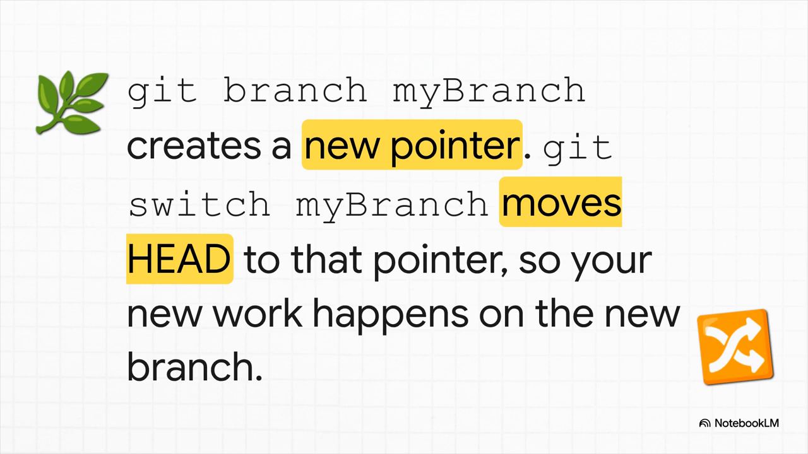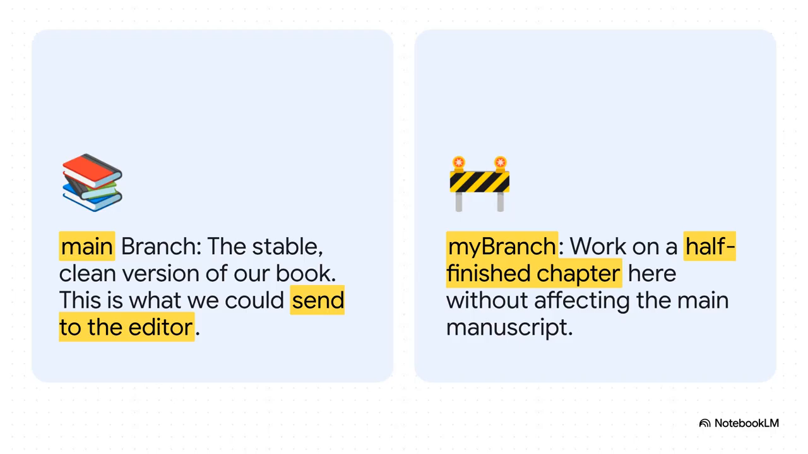Then you type git switch my branch, and that moves your "you are here" sign, your head pointer, over to this new branch. And that's it. You are now officially working on a separate line of development. And this right here is the magic of branching.